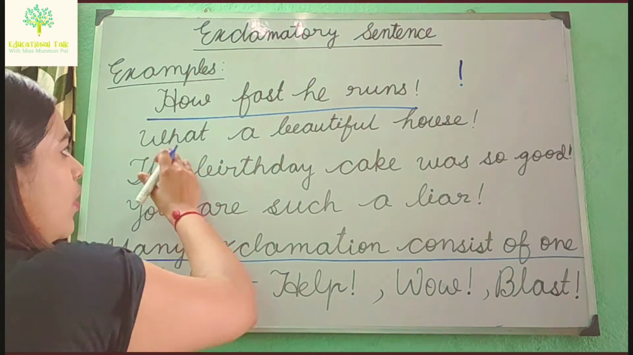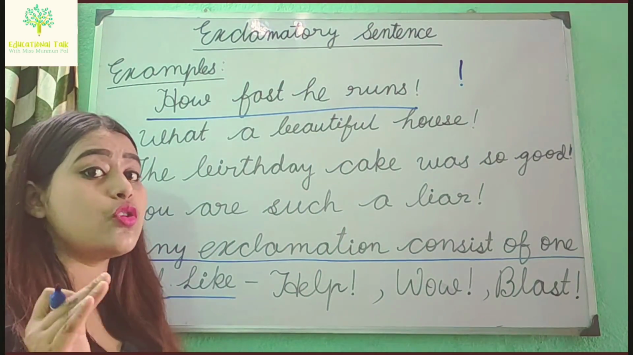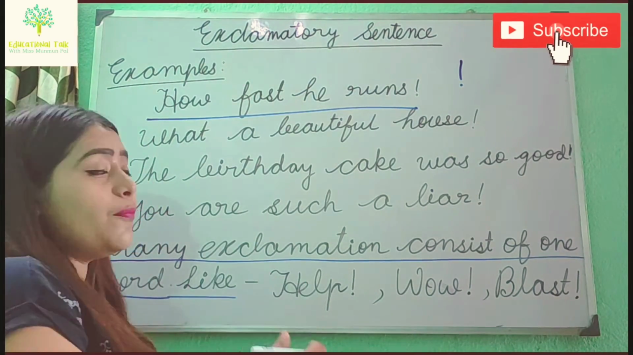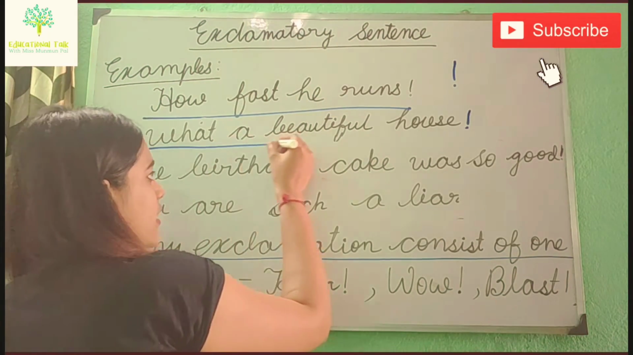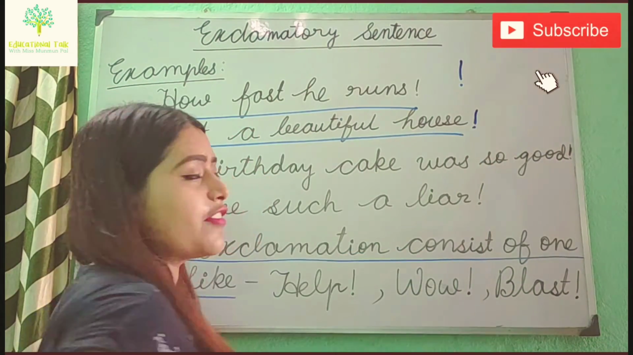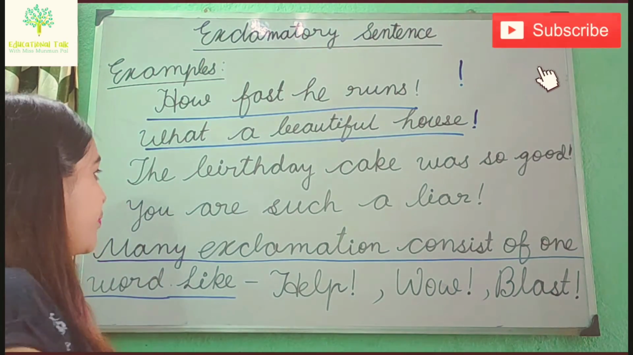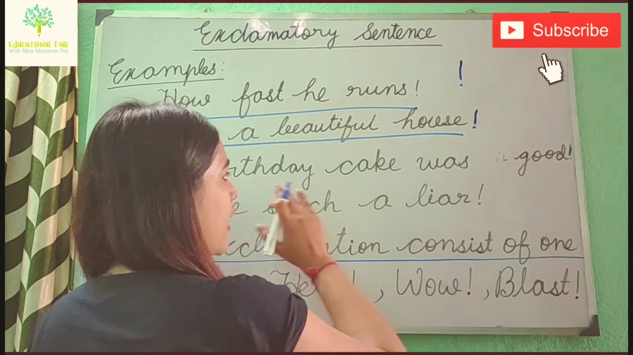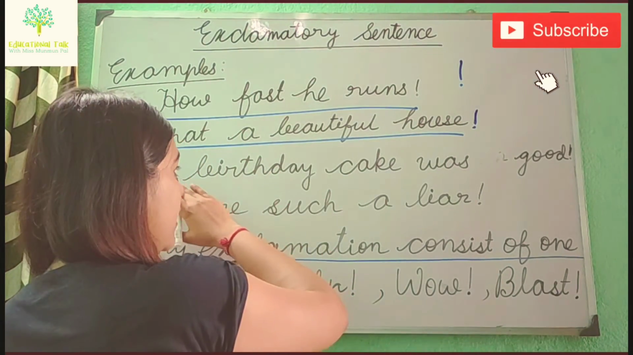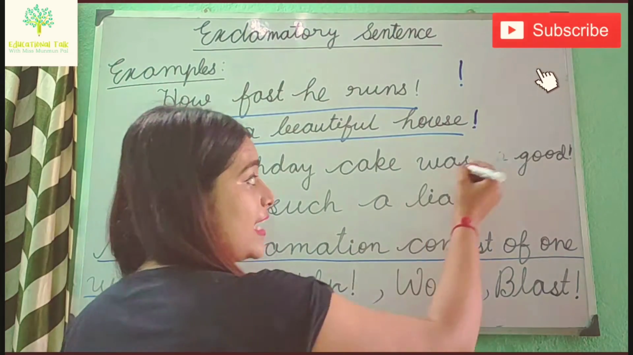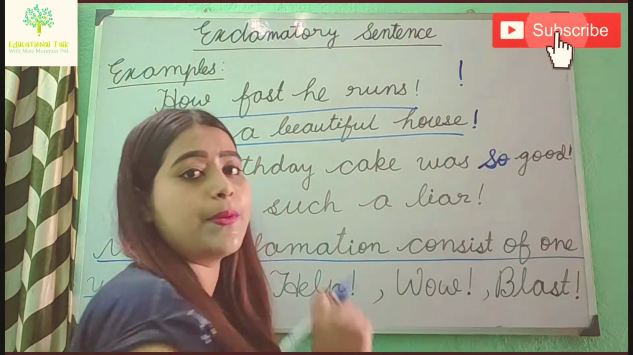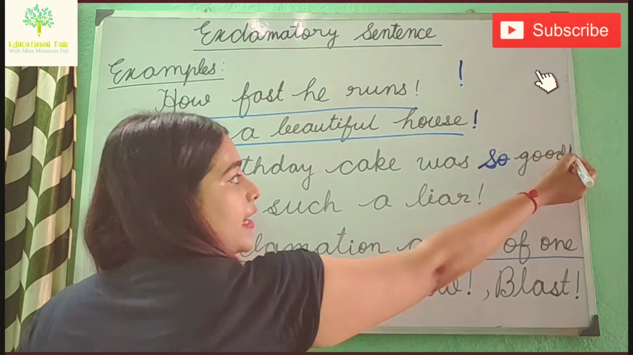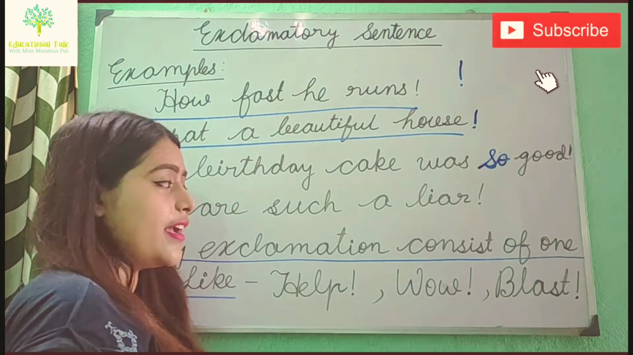Now, what a beautiful house. The house is too much beautiful. That is why I am expressing my views that what a beautiful house. So, this is also an exclamatory sentence. Here also I have given an exclamation sign. Now, the birthday cake was so good. Here, if I remove so, that is a declarative sentence. See, the birthday cake was good. But as I add so, it becomes an exclamatory sentence. The birthday cake was so good. And it ends with an exclamation sign.